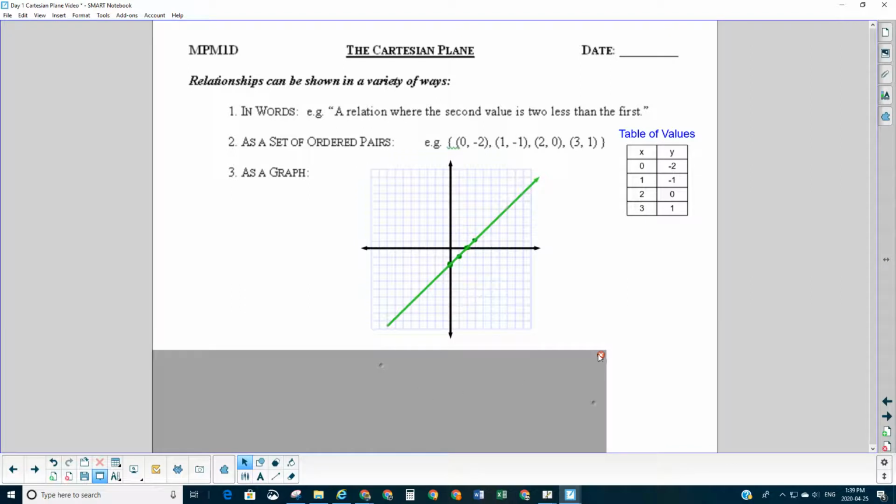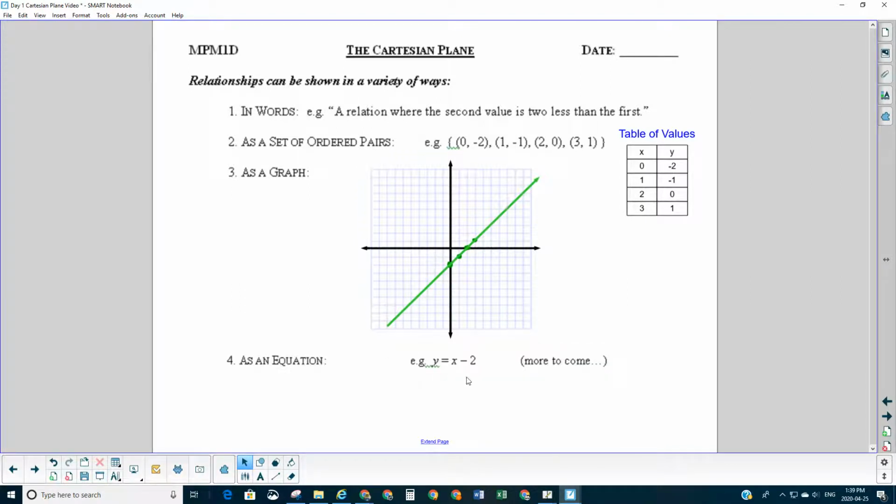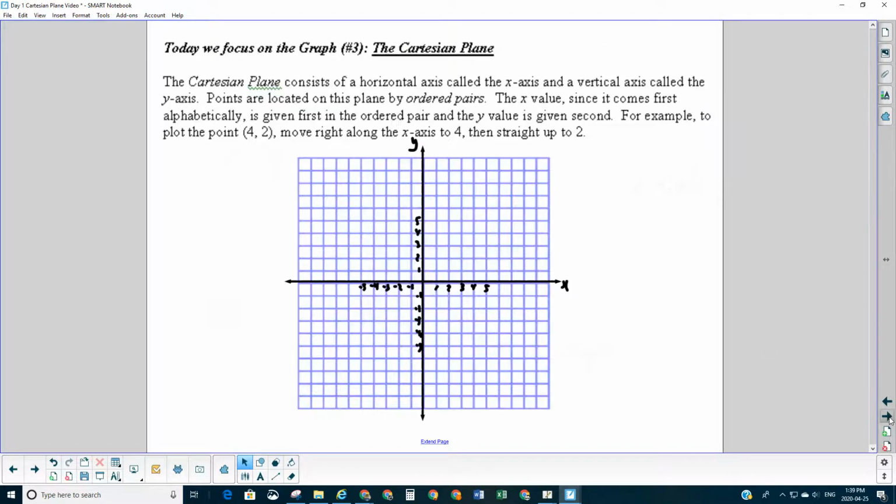And then the fourth way we can describe it is as an equation. And this is what we're going to do in the next unit. Here we're going to get comfortable with the relationships and these lines and steepness of the lines, and then we'll graduate to equations. Okay?